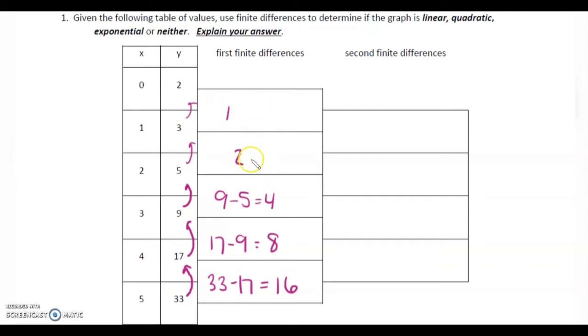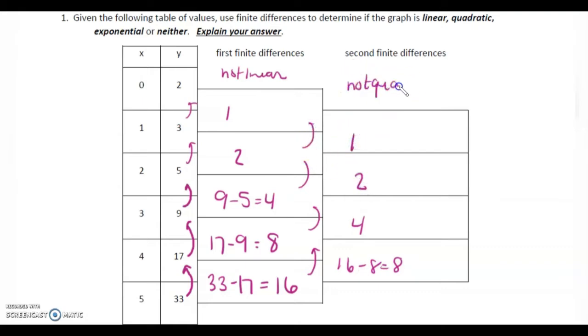So it's not linear because the first differences are not constant. Let's go ahead to second differences. 16 minus 8 is 8. 8 minus 4, 4 minus 2, and 2 minus 1. So this is not quadratic either.